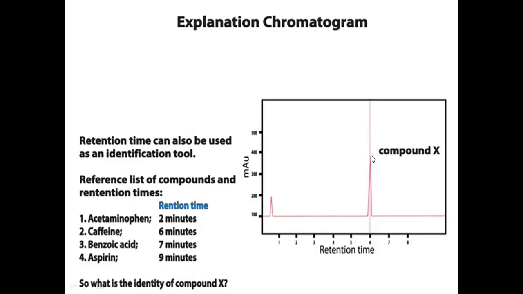So here at 6 minutes we can see one peak, caffeine. The benzoic acid is at 7 minutes, so here you can expect one peak for the benzoic acid. Aspirin is at 9 minutes, so near about this area it will come, and here you can expect one peak that will be aspirin, right? So you can see in this slide.